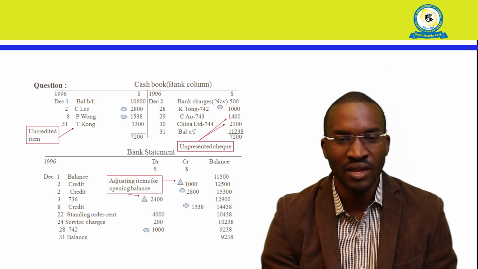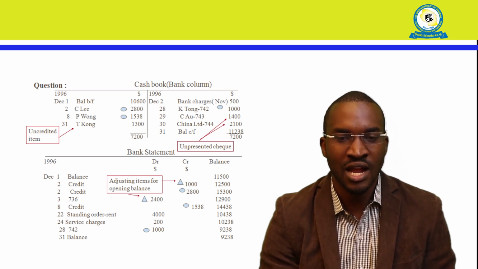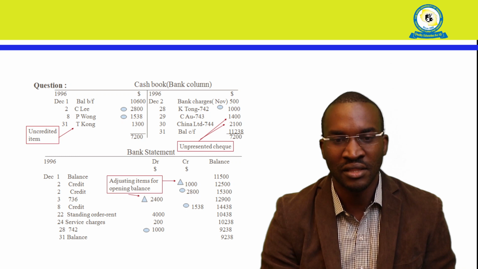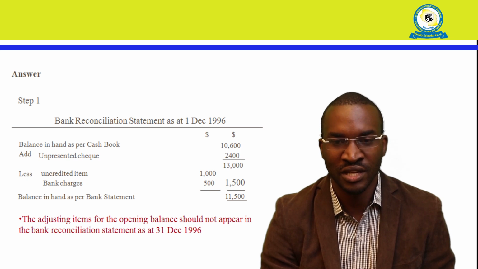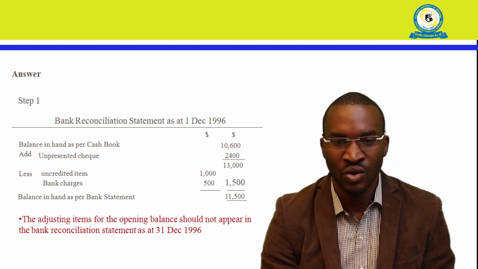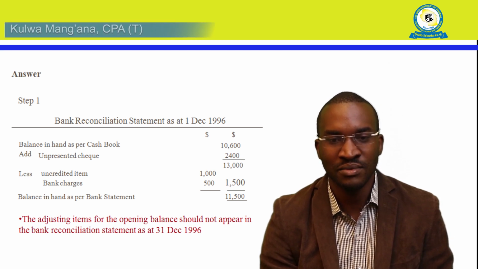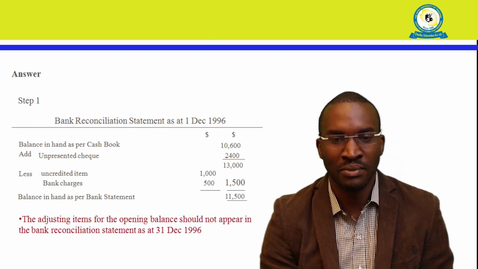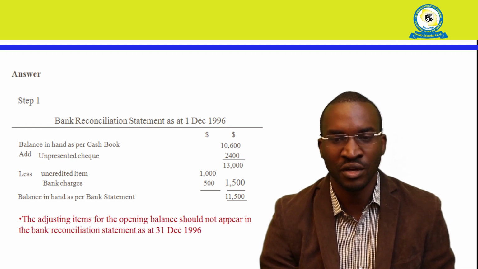Now to answer that, the requirement here is that we are supposed to come up with the bank reconciliation statement. As I've said, the adjusting items for the opening balances should not appear in the bank reconciliation statement. And as you can see in this bank reconciliation statement, you can't find the adjusting opening balances. We have the balance in hand as per cash book, that figure 10,600. You add unpresented checks of 2,400, and then you less the uncredited items and the bank charges, so that in the end you're going to have the balance in hand as per bank statement. You see here we have a balance in hand as per bank statement of 11,500.